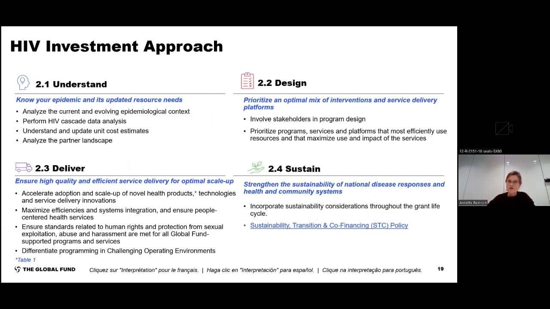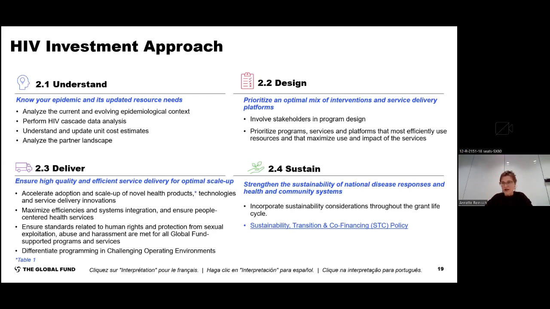It outlines the following stages of a strategic investment approach, which is to understand in detail the epidemic, to design an evidence-based response, and to deliver quality interventions and approaches in a sustained manner. The recommendations provided in this section should be adapted to the country-specific context.